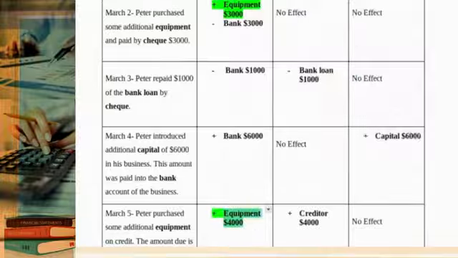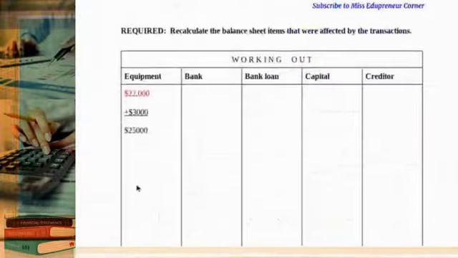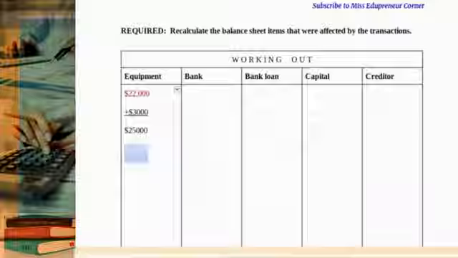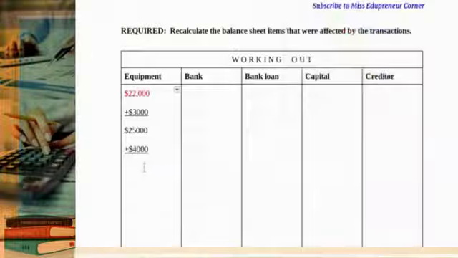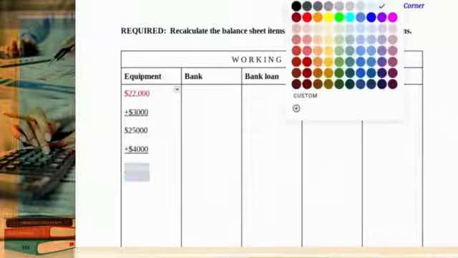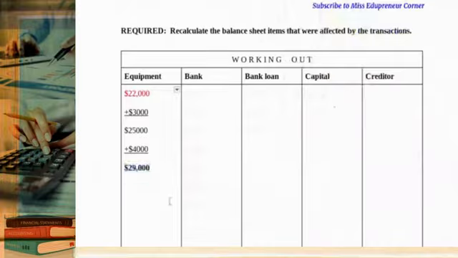So we need to add this $4,000 to the new figure that we would have gotten. So $25,000 plus $4,000 gives us a new figure of $29,000. So this new figure we're going to bring over to the new balance sheet for equipment.